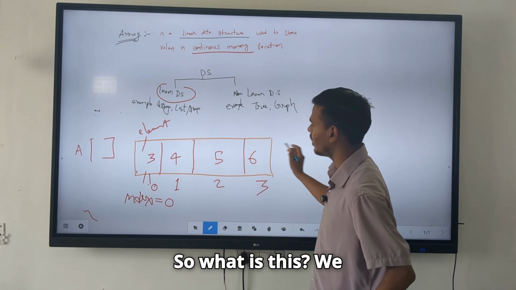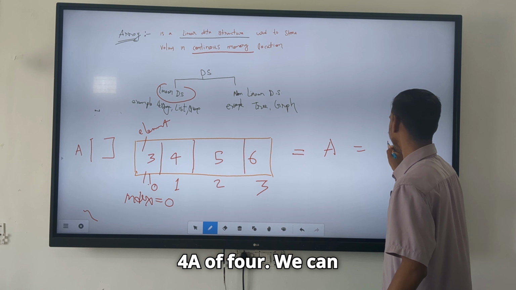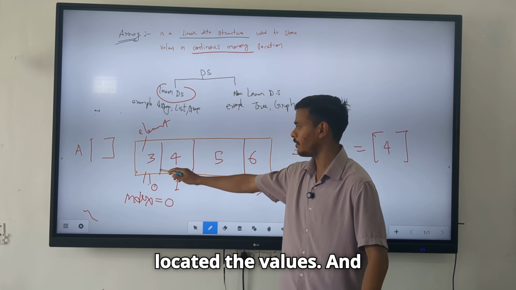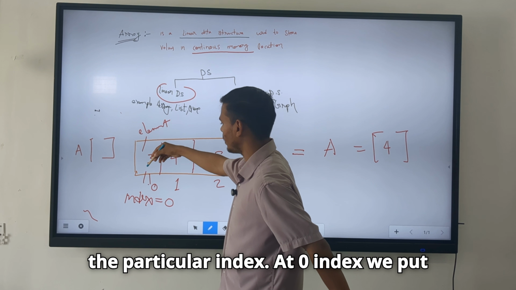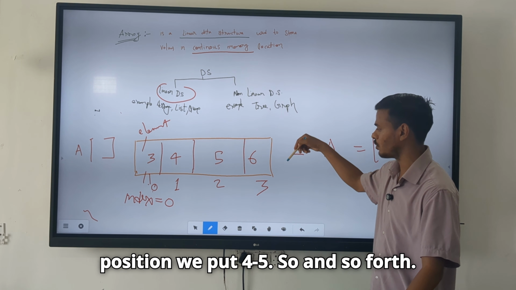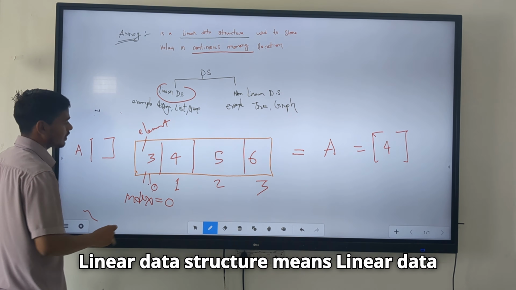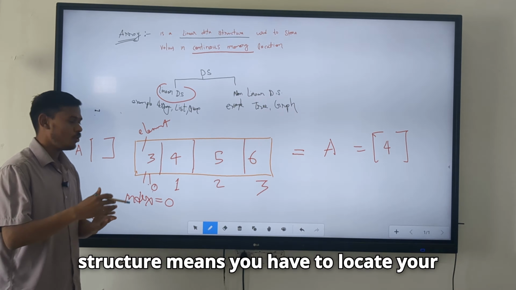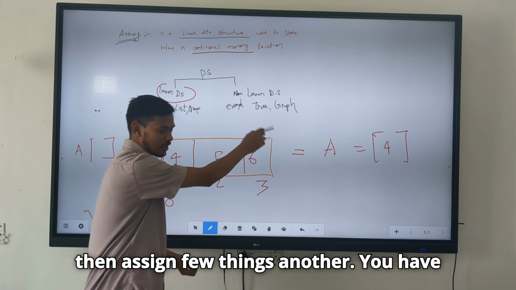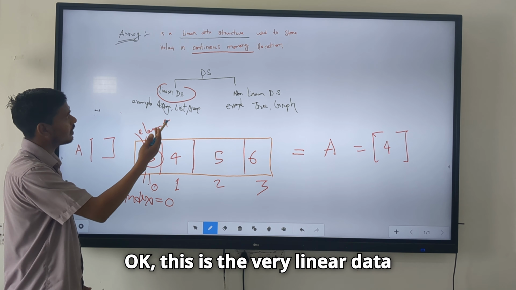So what is this? We created an array of size 4, a of 4 we can say, and we allocated the values and filled each element at the particular index. At index 0 we put 3, and then at index 1 we put 4, 5, and so forth. Clear? Now let's look at what linear data structure means. It means you have to locate your next value here and then assign another. You have to go by the next steps. This is the very linear data structure you have.